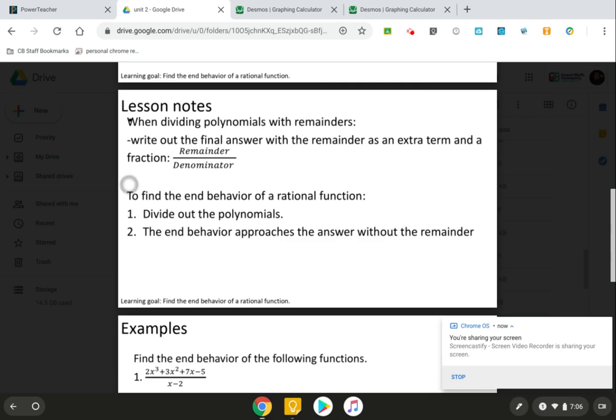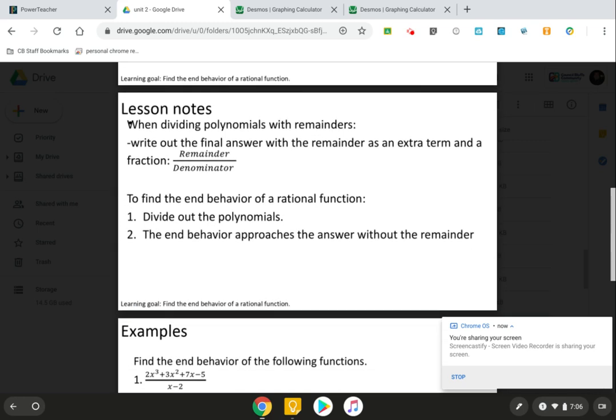All right, so to find the end behavior of a rational function, we divide out the polynomials, and the end behavior approaches the answer, and this is the key, without the remainder. So really the hard part is just to make sure you do the division correctly.